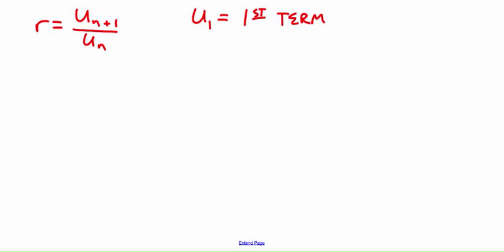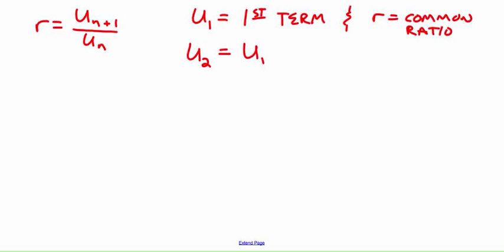And we're going to say r equals our common ratio. Okay, so if we have those two things defined, our first term and our common ratio, let's see what we can find. So our first term, well, we already said our first term is u of 1. Our second term, u of 2, is going to be our first term multiplied by our common ratio.